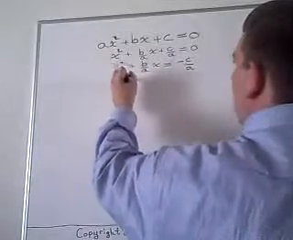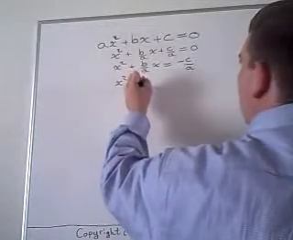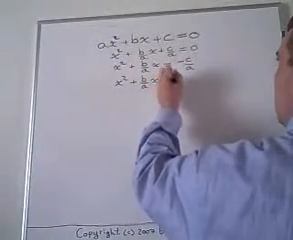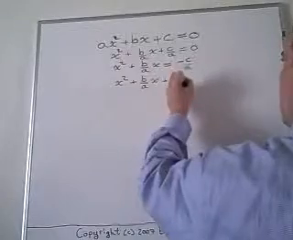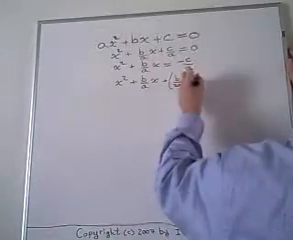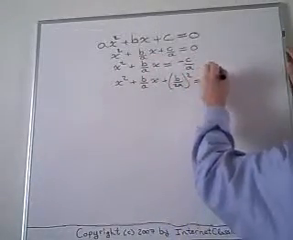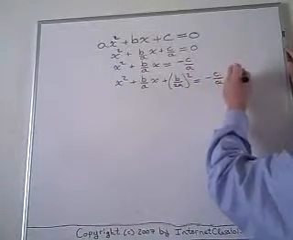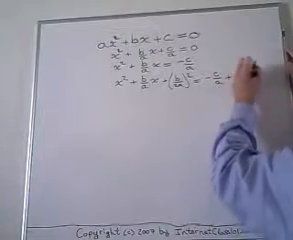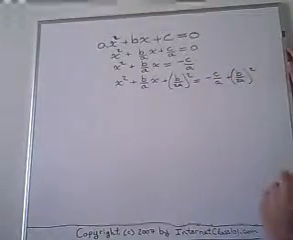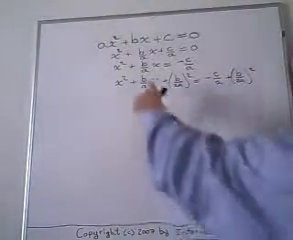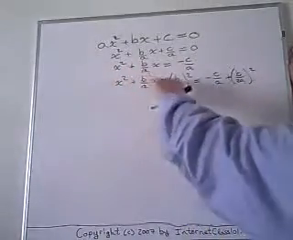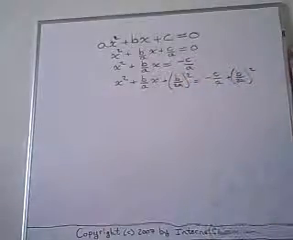Well, that'll give me what? Half of b over a is b over 2a, and I'm going to square it, and I've added it to the left side. Negative c over a stays, but I have to add the b over 2a squared to this side as well. So we're completing the square. Just like last time, I took half of this constant, which gives me b over 2a. I squared it and added it to both sides.